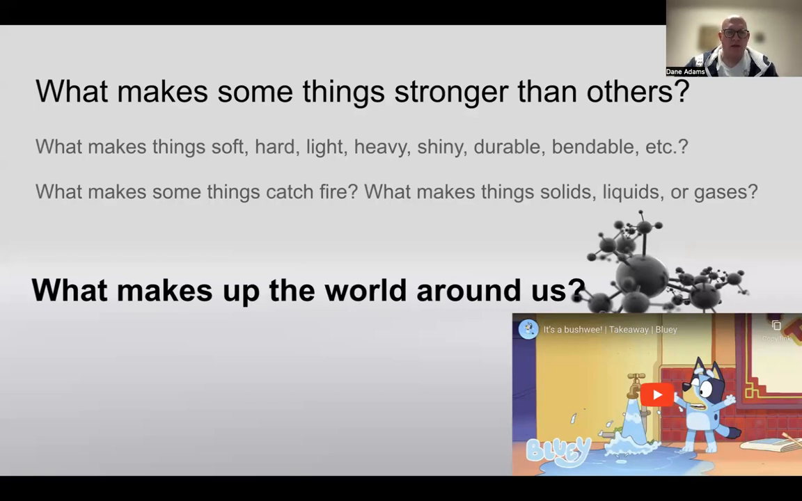So like, what makes some things stronger than others? What makes things soft or hard or light or heavy or shiny or durable or bendable or whatever? What makes some things catch fire? What makes something a solid or a liquid or a gas? All these questions that I think we've all thought about from time to time. What makes up the world around us? It's a question that permeates all the way down to little kids.